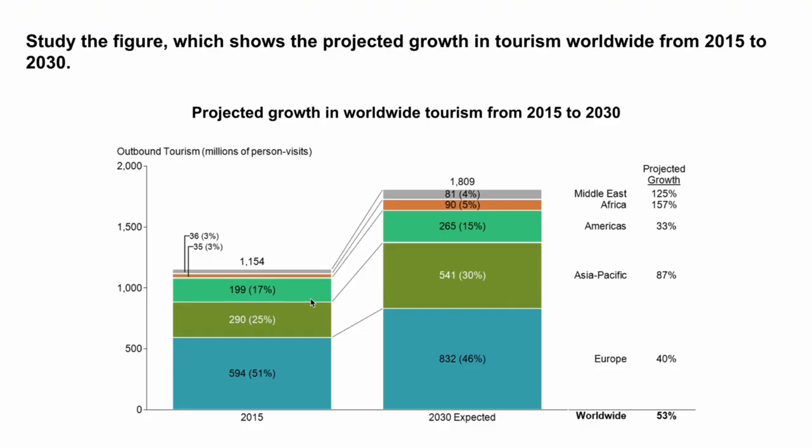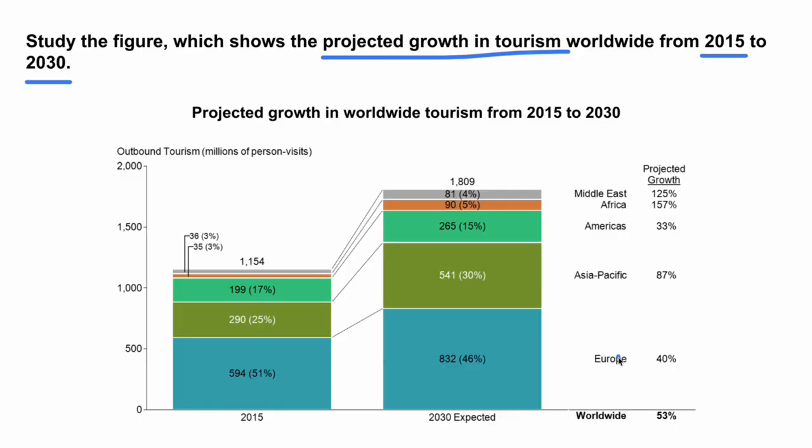Let's look at the second graph here. In this case, the stacked bar graph is not about percentage, it is about actual numbers here. And then from the actual numbers, they calculated the percentage for you. So this stacked bar graph shows you the projected growth in tourism worldwide from 2015 to 2030. So 2015 is what has passed, 2030 is the projection. And this is about outbound tourism. Outbound tourism means that, for example, this blue part here is about Europe.